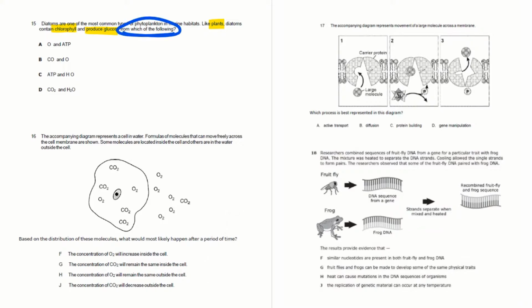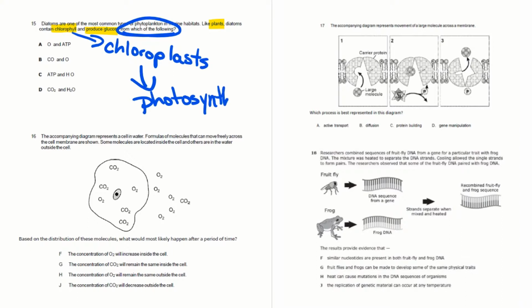So think about it. Plants have chlorophyll in the chloroplast, which is what allows them to go through photosynthesis, which ends up producing glucose. Now, what do you need in order for photosynthesis to take place? Well, you would need CO2 and H2O. So our answer would be letter D.